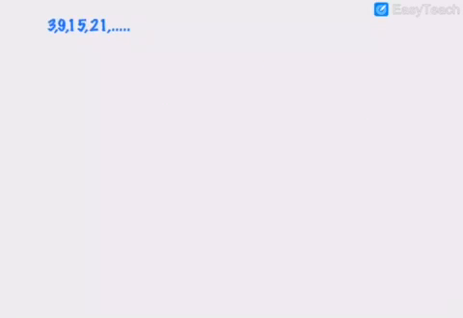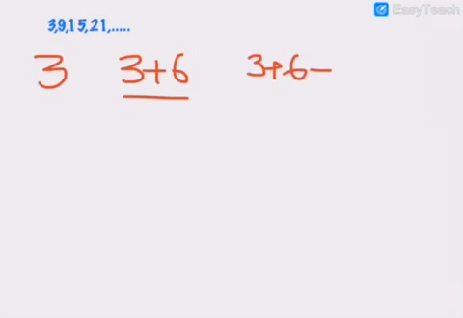So let us analyze this series, our example. The first term is 3, the second term is 3 plus 6, the third term is 3 plus 6 plus 6, the fourth term is 3 plus 6 plus 6 plus 6, one more 6. So this is how every time we are getting the terms.